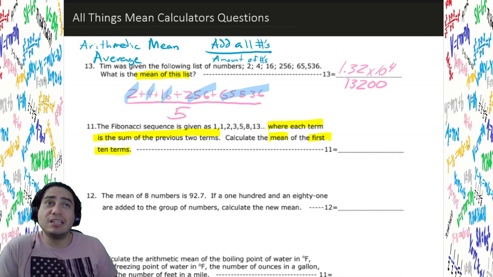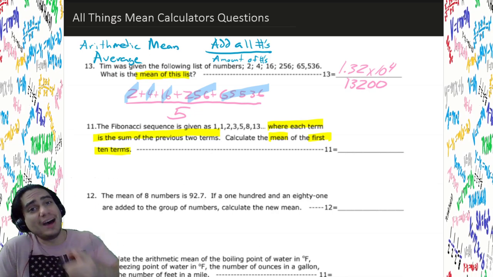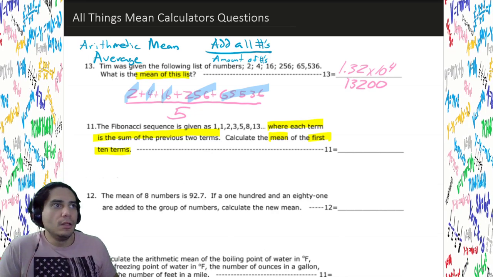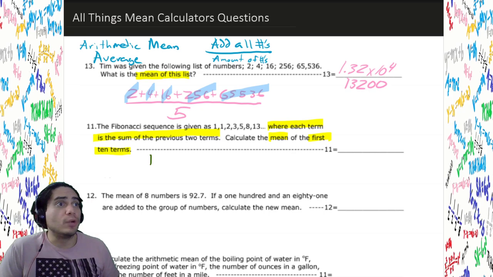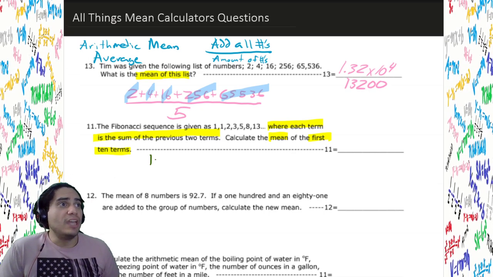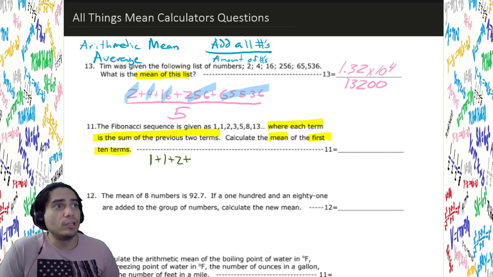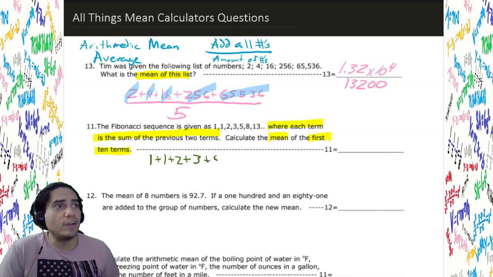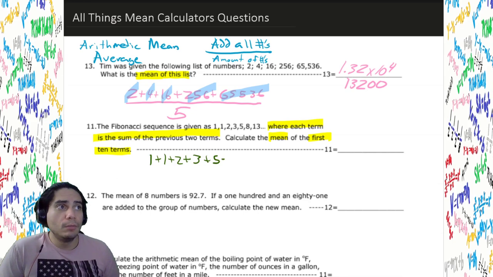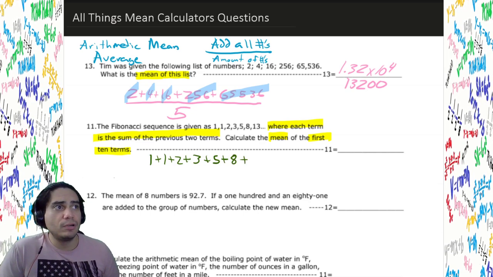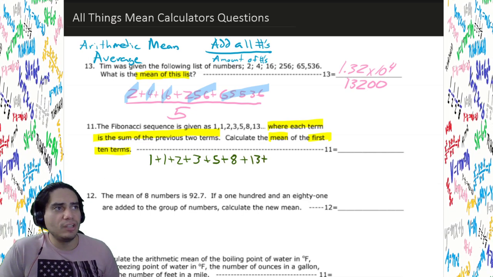So that already telling us we're going to divide by what? What are we going to divide by? We're going to divide by 10. But let's go ahead and make sure we got these numbers correct. We got 1. We got plus 1. That's two numbers. Plus 2. Plus 3. Plus 5. That's five numbers right there. Plus 8, 6 numbers. Plus 13, 7 numbers.